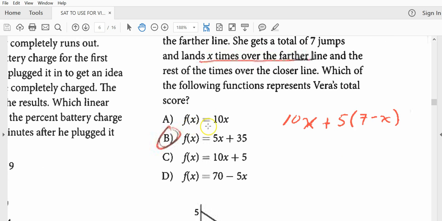F of x equals 10x. F of x equals 5x plus 35. F of x equals 10x plus 5. F of x equals 70 minus 5x. Thank you, Brad. So when we combine and expand here, we should end up with choice B, 5x plus 35.